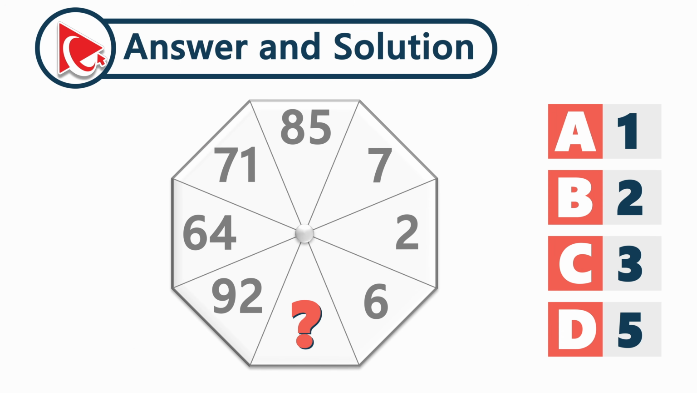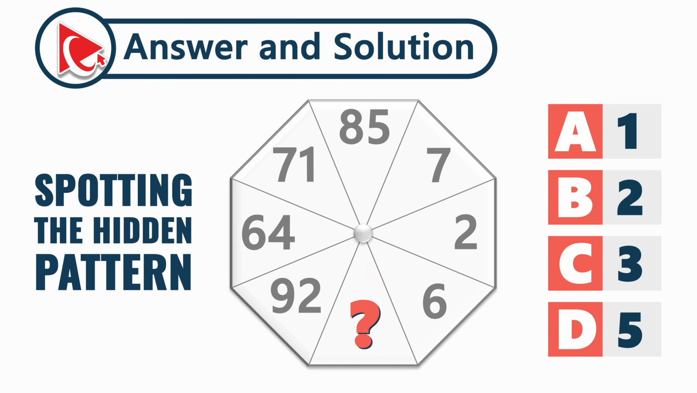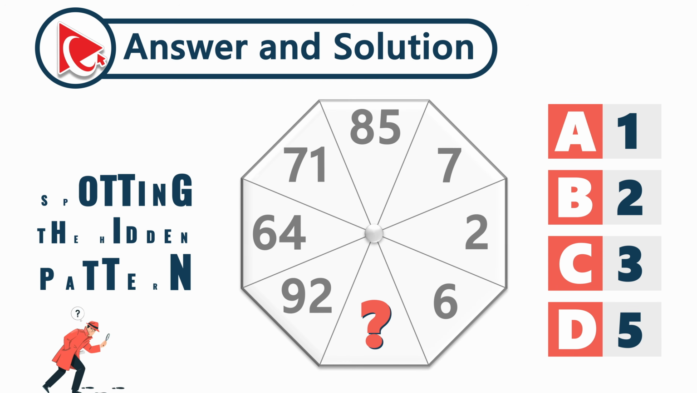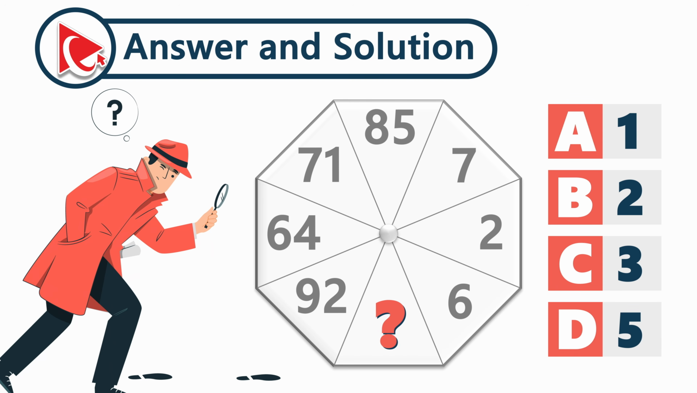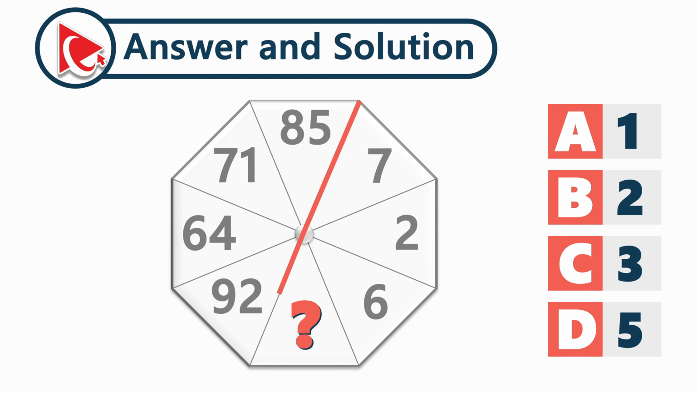The key to solving these puzzles is spotting the hidden pattern. It may not jump out at you right away. Some of them are pretty sneaky. But believe me, if you look closely, you will start to see it. Let's walk through this step by step. Take a close look at the numbers starting at 8 o'clock. You have 2-digit numbers: 92, 64, 71, 85, and then there's a switch. Starting at 1 o'clock, all the numbers are single digits. And this is the key for us to detect the pattern.